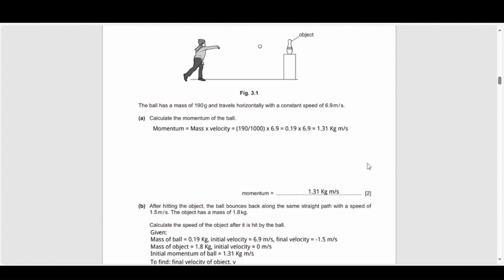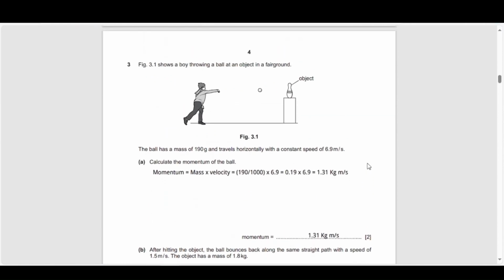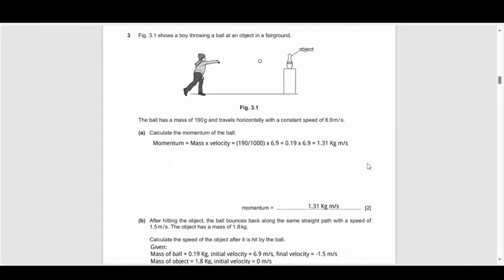So the way I'd like to think about these things is I always want to start with what is given to you and what you want to find. So in this scenario, you already know the mass of the ball and you know its initial speed. And now you know the final speed of the ball as well, and you know the mass of the object, and you know its initial velocity. So initially it's at rest, so it's not moving.